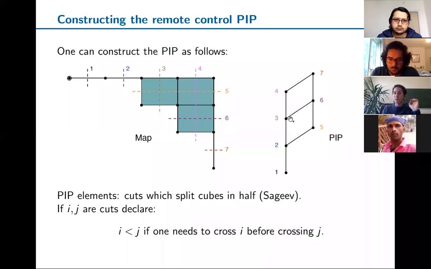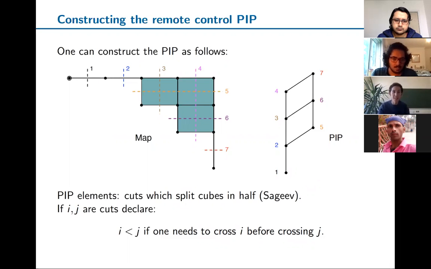They are uncomparable. Okay. But if you want to cross 6, you need to cross 3 first. So 3 is below 6 in your PIP. And also 5 is below 6 in your PIP. And 7 is above everyone, because you need to cross all the cuts in order to be able to cross 7. Okay. Is this clear?